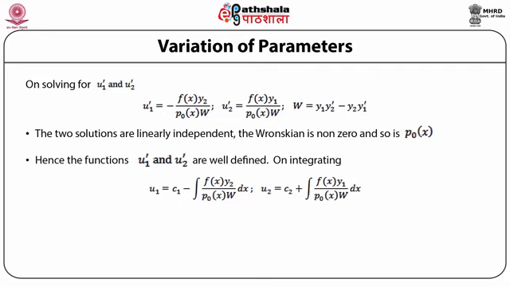On integrating the above equations, we obtain u1 to be equal to c1 minus integral of f(x) y2 divided by p0(x) W dx, and u2 is equal to c2 plus integral of f of x y1 divided by p0(x) W dx.